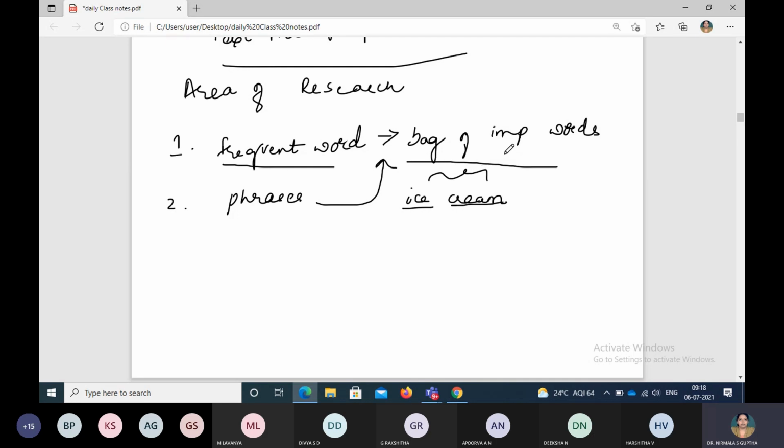Ice cannot stand alone. When you go to a shop and you are interested in eating ice cream, you won't ask for ice separately and cream separately. You won't say, give me an ice, give me a cream. No, you say ice cream. So it goes together. There are more meaningful phrases which can be framed by combining words.